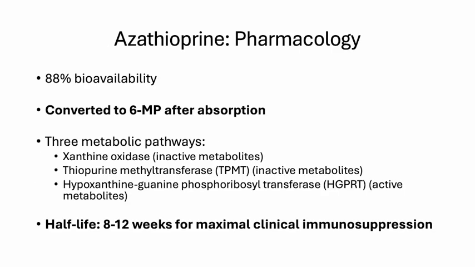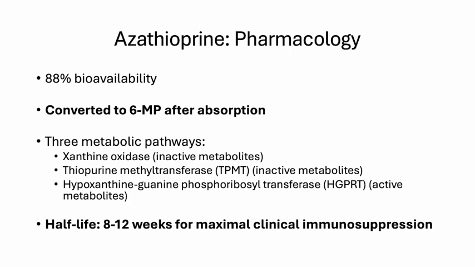Azathioprine has a high bioavailability at 88%. After absorption, it's immediately converted to 6-mercaptopurine, which then undergoes processing through 3 competing pathways. 2 of these pathways, involving enzymes xanthine oxidase and thiopurine methyltransferase, or TPMT, produce inactive metabolites. The third pathway, via HGPRT, produces active metabolites, including thioguanine monophosphate.